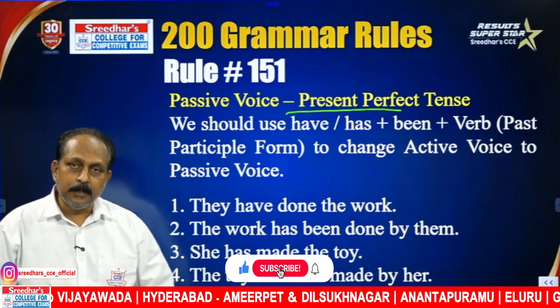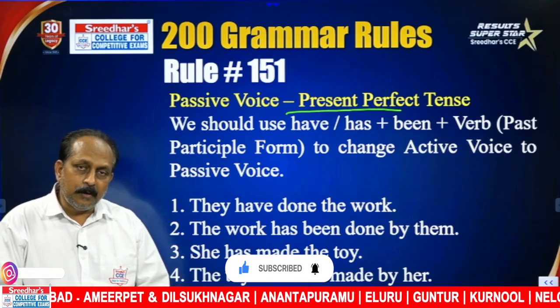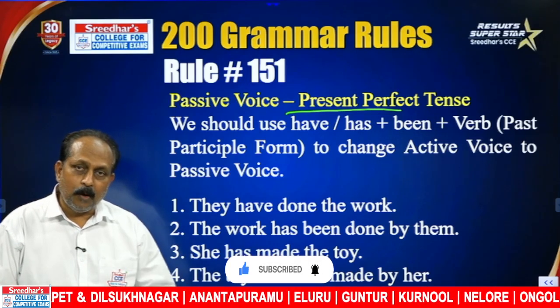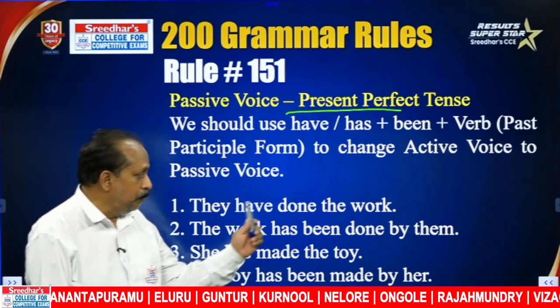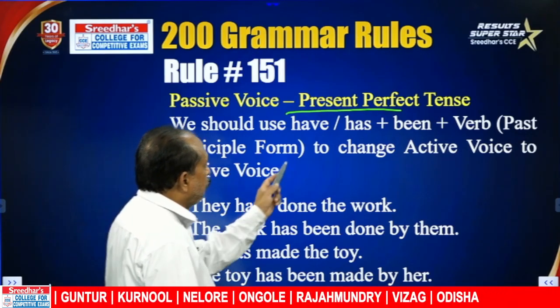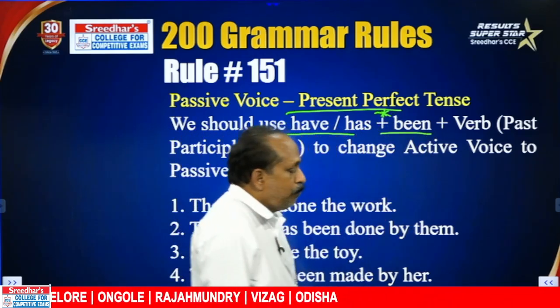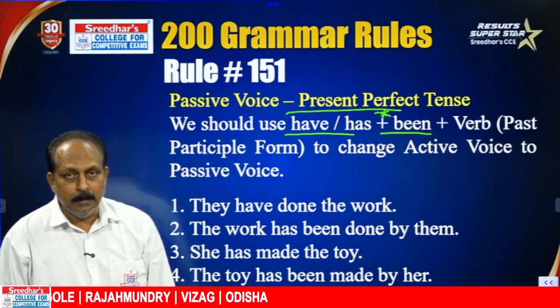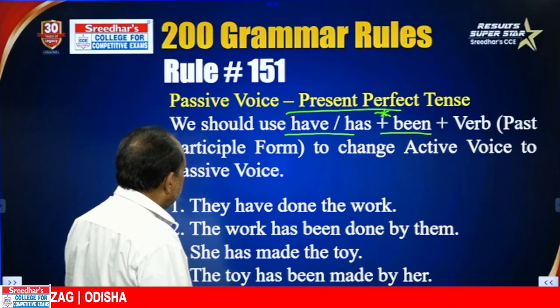And one of the differences between those who are good at English and those who are not good at English: those who are not good at English use past tense quite often. Those who are good at English use present perfect quite often. So be careful with this. How do we change? We should use subject plus have or has plus been. What is this been? Past participle of the primary auxiliary be, plus verb past participle form to change active voice to passive voice.